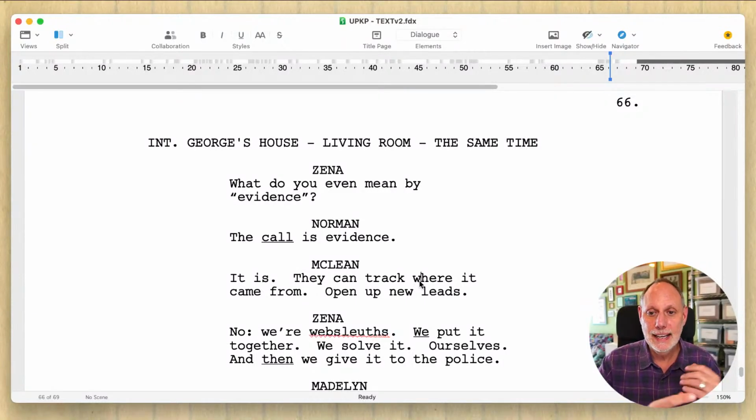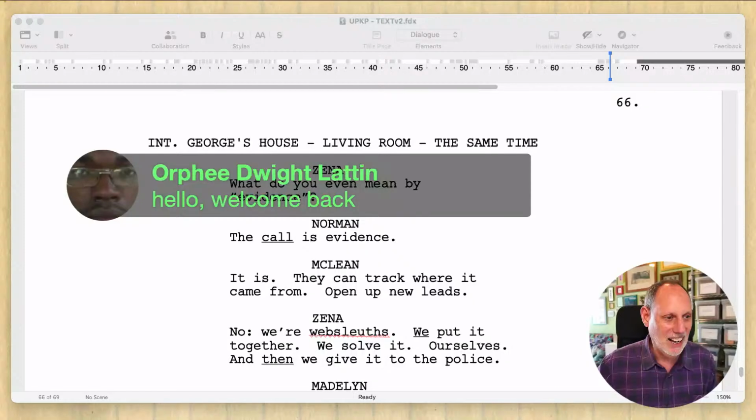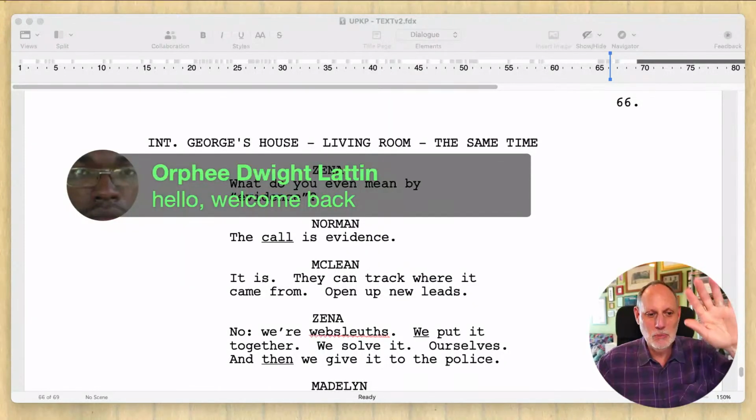Okay, so we're down to the last 3 pages. And as I do before I come on, in the last 10 minutes before I click go live, I was just looking over the material. And the first thing I noticed was it's a mess. It's got no shape. I'm going to show you what I'm talking about in between saying hi. Hello, Orphe. Thank you so much.